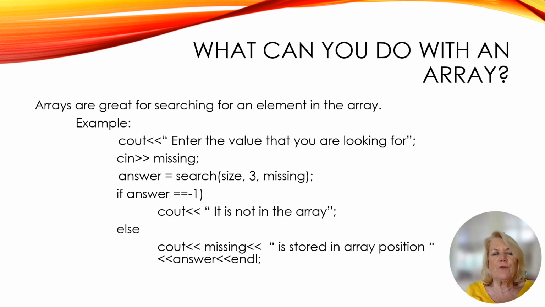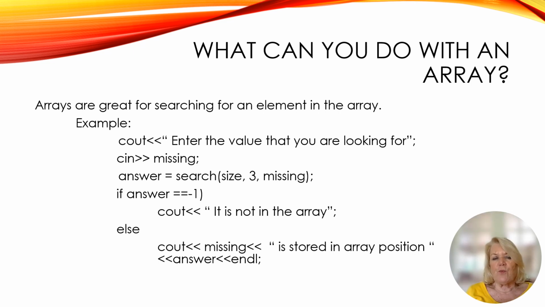Searching an array for an element in the array is a common occurrence. If the search function finds the element, then it is returned to the called function. If it does not find the element, it returns -1. So in the example, which is a portion of a program, we ask the user to enter a value they're looking for. We assign it to missing. And then it calls the search function.